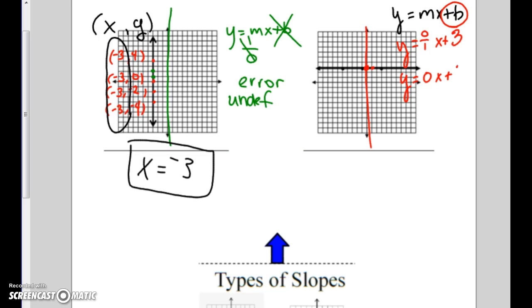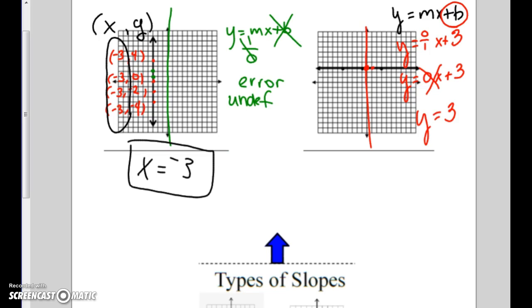What is the other name for that? 0. I got 0. Right? 0 times x is... Undefined. No, it's not undefined. This one is undefined. This one is 0. There isn't anything there, so y is equal to 3.